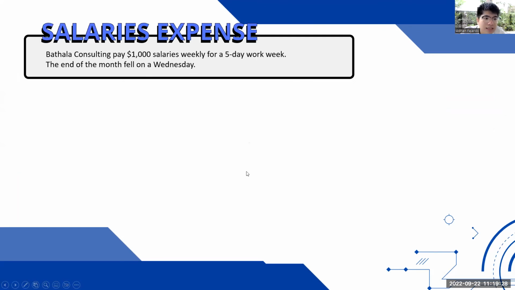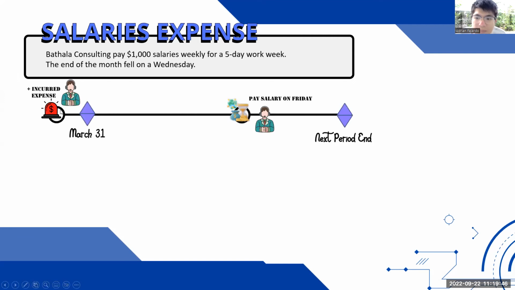Then finally, salaries expense. So the last example for accruals, or accrued expenses, would be salaries. So imagine, Bathala Consulting pays 1,000 salaries weekly for a 5-day work week. The end of the month fell on a Wednesday. So again, let's look at it from a timeline.